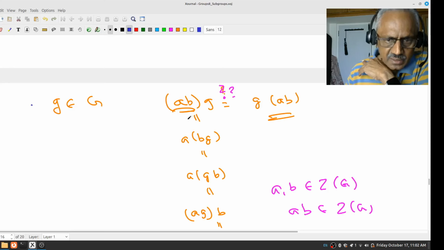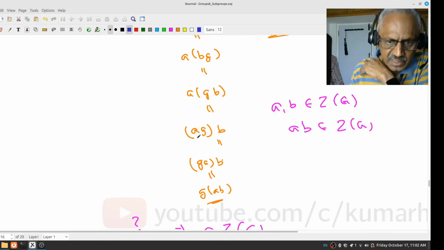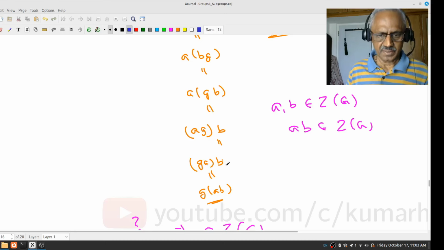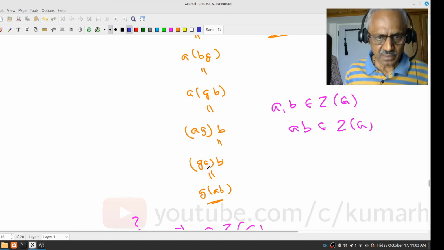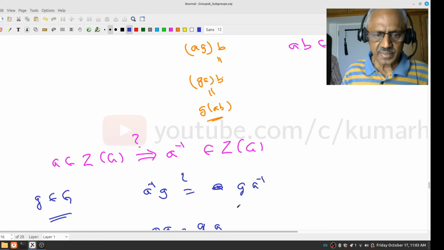So let us look at the left side. Working it out by associativity, this is a times bg. But since b commutes with each and every element, bg is the same as gb. Now again use associativity, this is ag times b. But since a commutes with each and every g, this is ga times b. Using associativity again, g times ab, which is the right side.